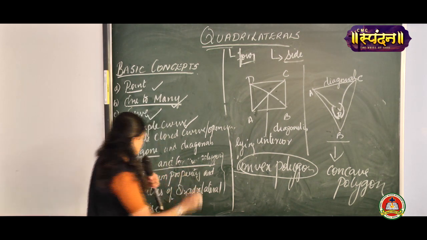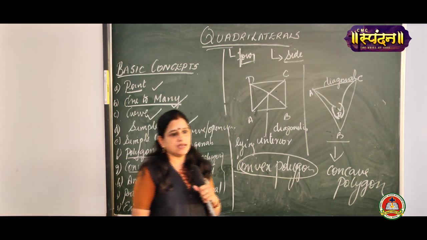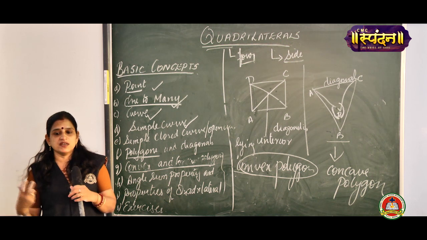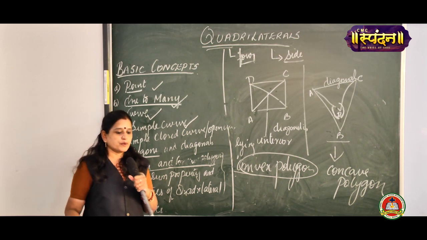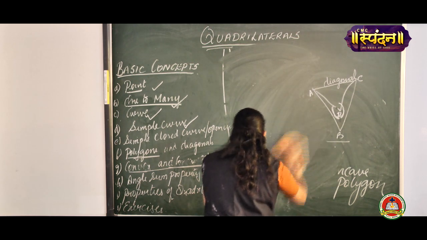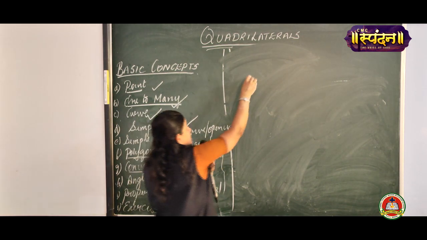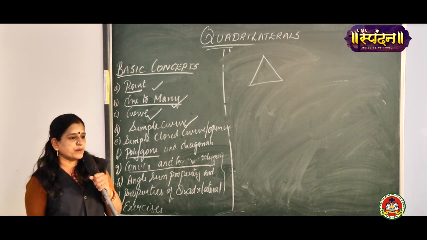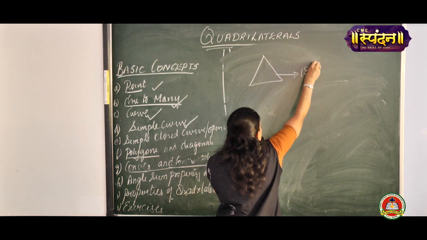Next, let us come to the topic angle sum property of a polygon. What do you mean by angle sum property? The sum of interior angles of any polygon, you call it the angle sum property of a polygon. First, let us consider a triangle. Can you say what is the angle sum property of a triangle? The angle sum property of a triangle is 180 degrees.